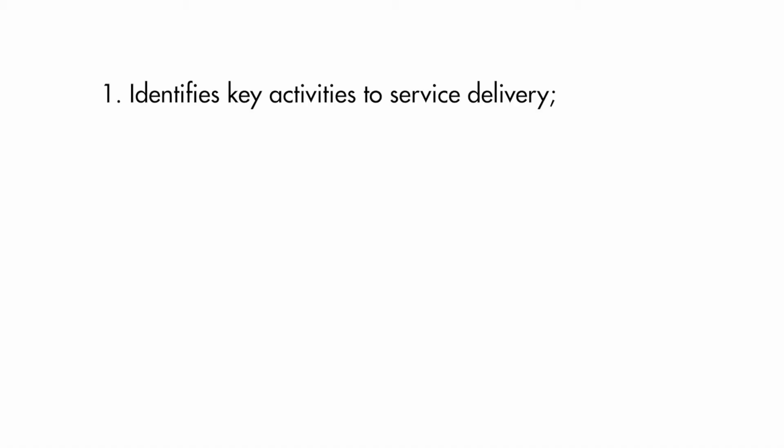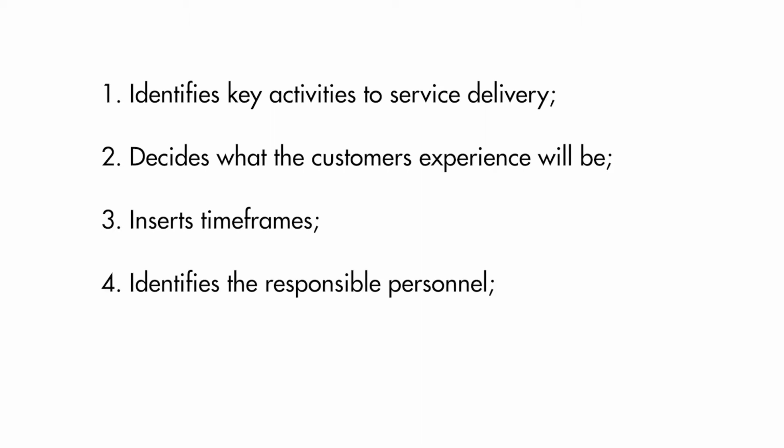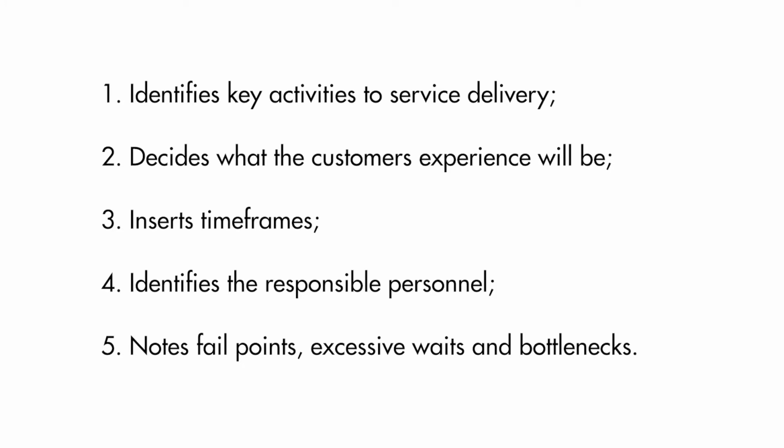What are the steps to take to build a service flowchart? Let's see step by step what you should do. The first thing that you have to do is identify the key activities of service delivery. Then you have to decide what the customer's experience will be. It means that you have to set a line of visibility and aggregate front and backstage activities. Then you should insert timeframes by adding the average or maximum tolerable time taken to fulfill each step. Then you have to identify the responsible personnel. And finally, you can note all the fail points, excessive waits, and bottlenecks.